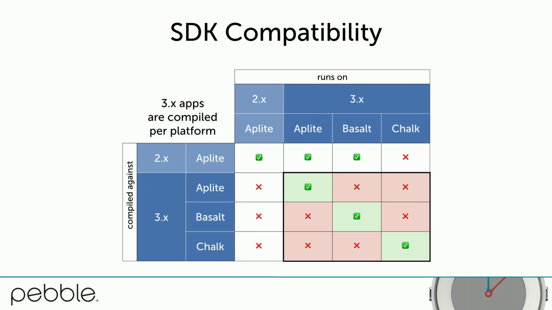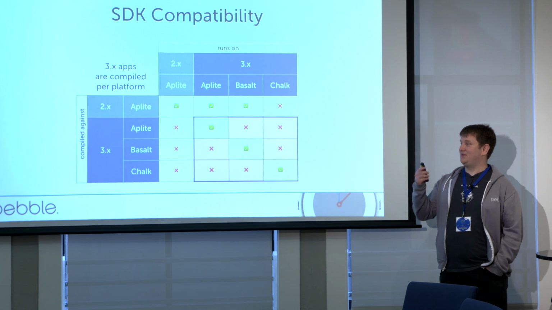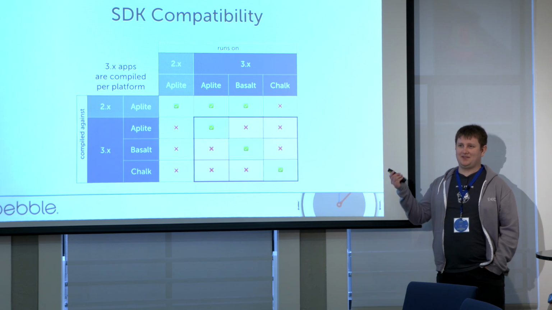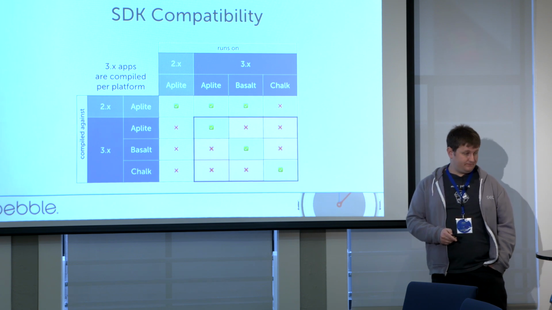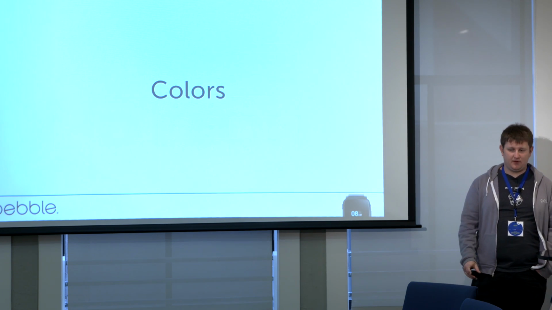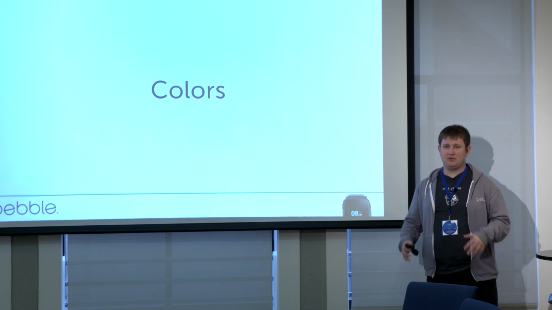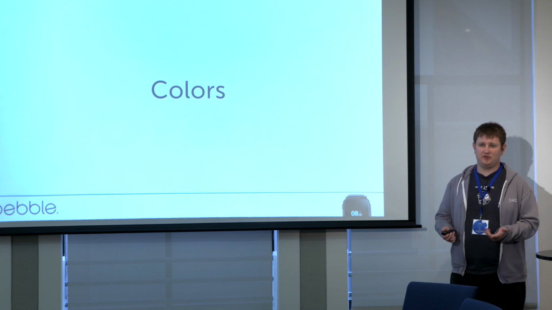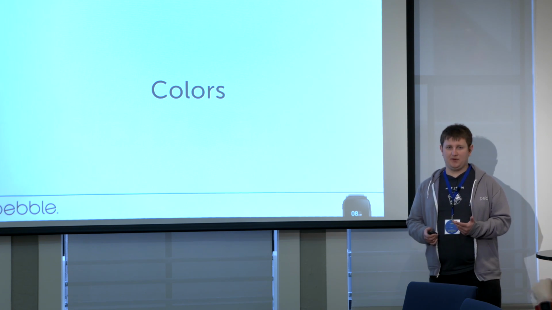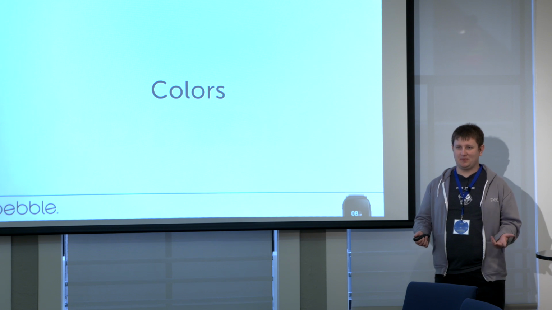Okay, so let's add another dimension to this compatibility matrix. With the introduction of Chalk, we just have one more row and column. And it's pretty much the same idea that 3.x compiled apps for Chalk will only run on 3.x operating system Chalk watches. Okay, so that takes care of explaining what we mean by Aplite, Basalt, and Chalk, and what different SDK versions are available. And now I'd like to talk about colors, which is one major difference between some of our platforms.